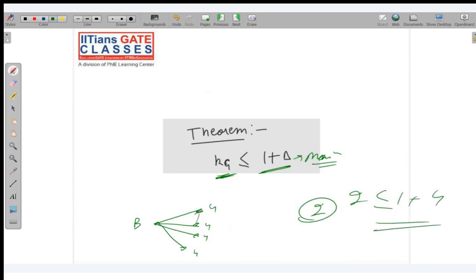So you can connect them any way you want, it need not worry me. The only thing is if you have a maximum degree vertex, then kg should be less than or equal to 1 plus the maximum degree only.